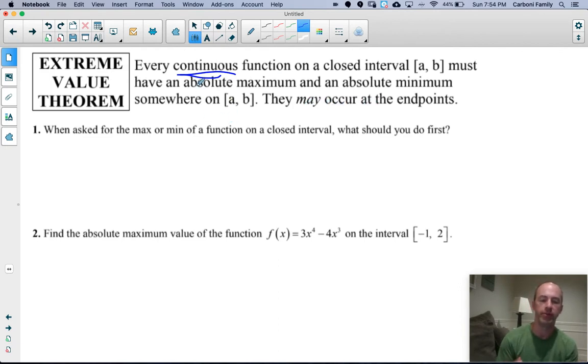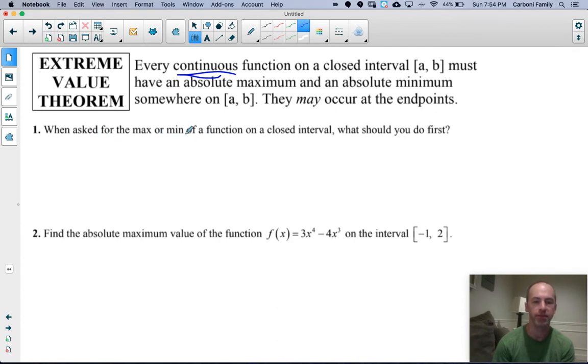And you do need to remember the difference between a relative or a local max and min and an absolute max and min. A local max or min can only happen on the interior of a function. It cannot happen on the endpoints. And absolute can occur on the endpoints as well as critical numbers. And that is actually the answer to the first question.